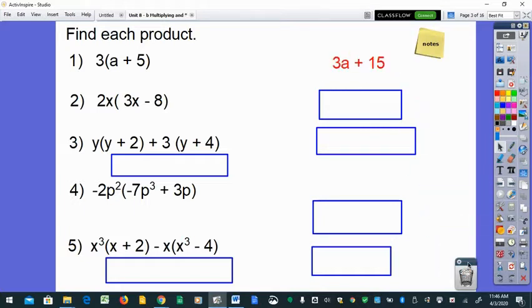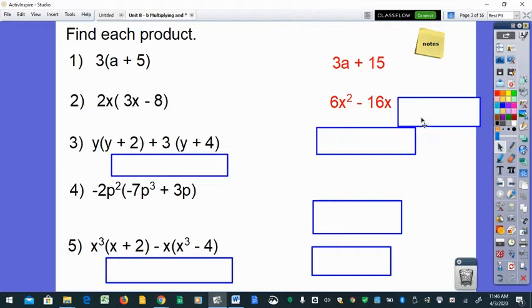Now that we've done our exponent rules, we can multiply a variable as part of what's going to distribute. So 2 times 3 would be 6. x times x, when we multiply common bases, we add the exponents, 1 plus 1, would give us 6x squared. And then minus the 2x times 8 would be minus 16x.